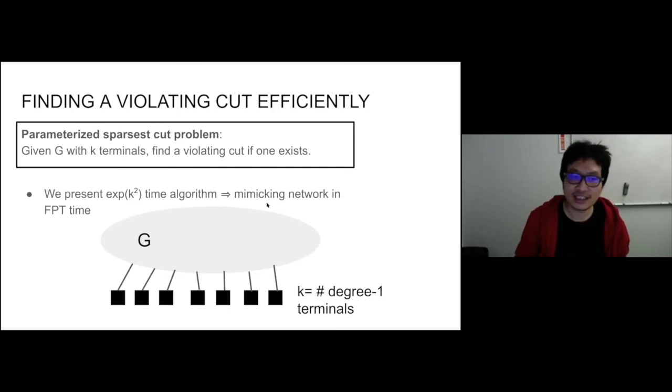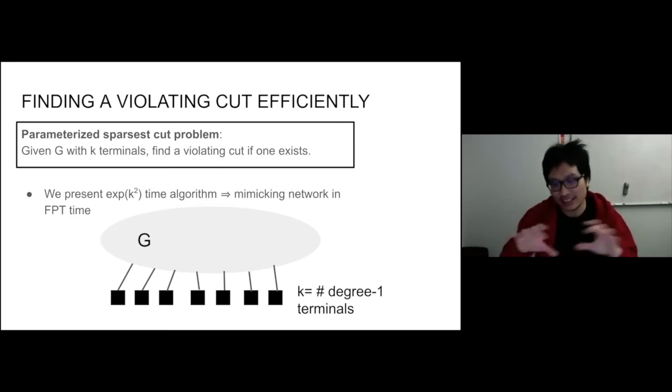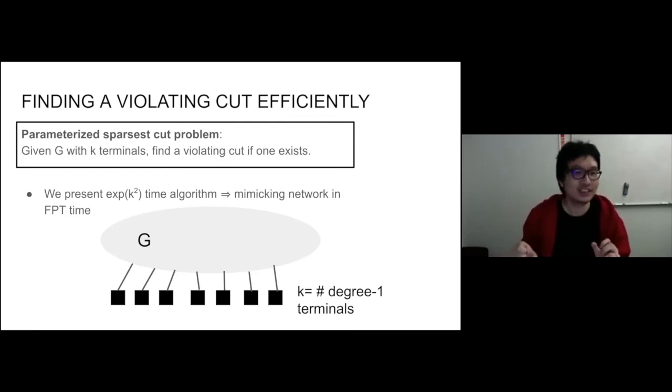So it turns out that this problem is not quite simple. We managed to find an algorithm that runs in time exponential of k squared. This will imply that we get a mimicking network in FPT time if we want to solve this, but it has some bad polynomial dependency on the size of the graph. So this will not give a near linear time algorithm.